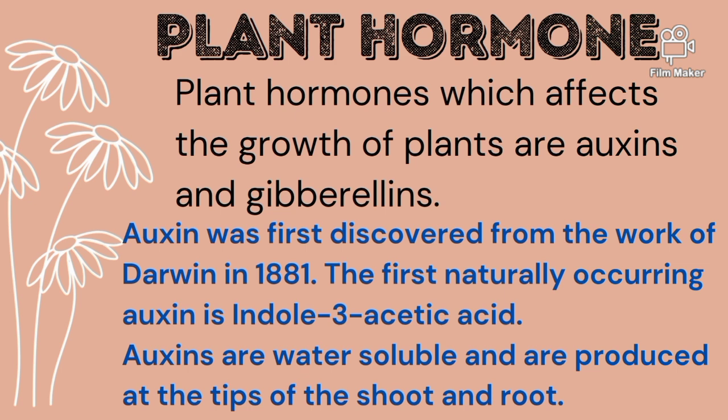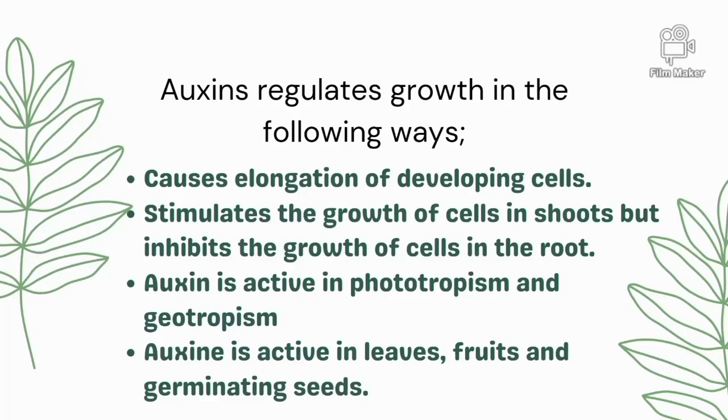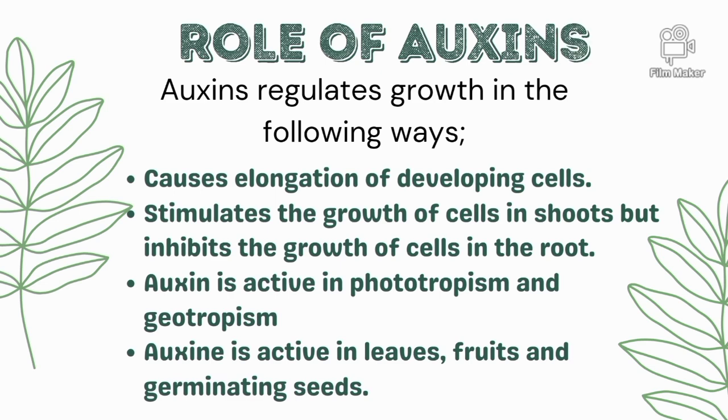Auxin was first discovered through the work of Darwin in 1881. It will interest you to know that the first naturally occurring auxin that was discovered is indole 3-acetic acid. Where is auxin being produced, and what is the nature of auxin? Auxins are water-soluble chemicals that are produced at the tip of the shoot and root. What are the functions or role of auxin in plant growth?